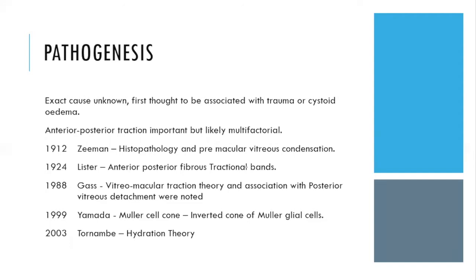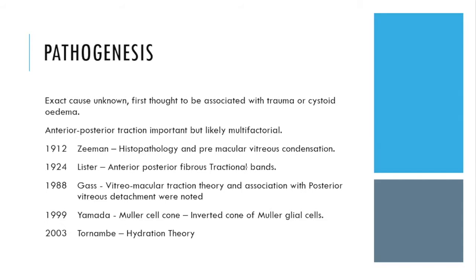At the turn of the century, Yamada described a Muller cell theory of the macular hole. So best described perhaps as if you play sport at school and you have your small cones that they use to mark out training drills and things. And those cones can be flipped back and forth. The idea is with the right forces at play, a macular hole that's inverted can be flipped outward with inverted edges. Tornambe describes a hydration theory.